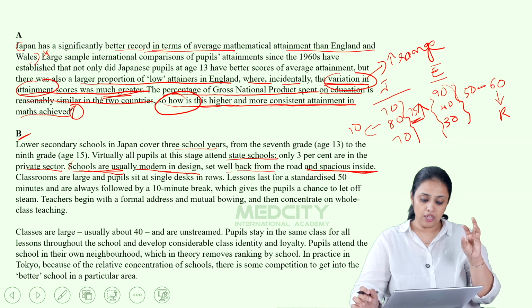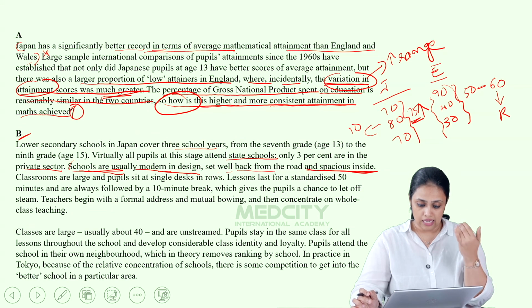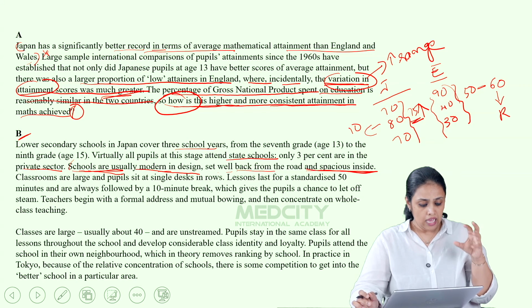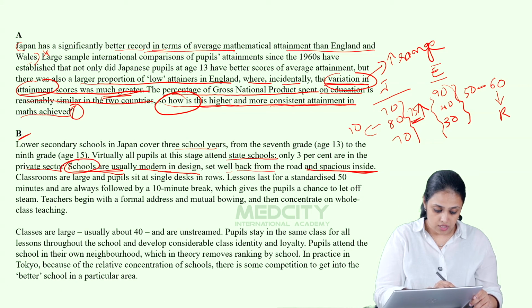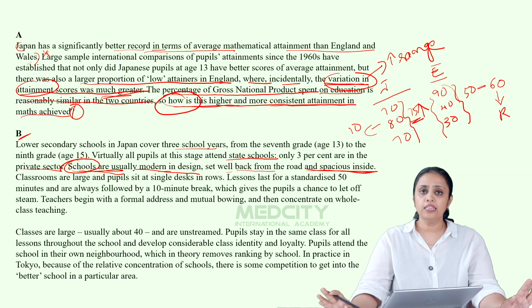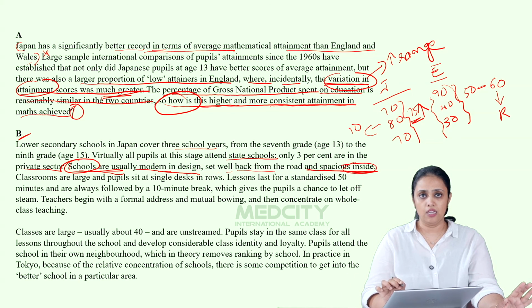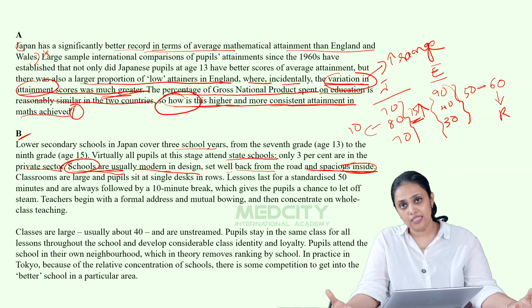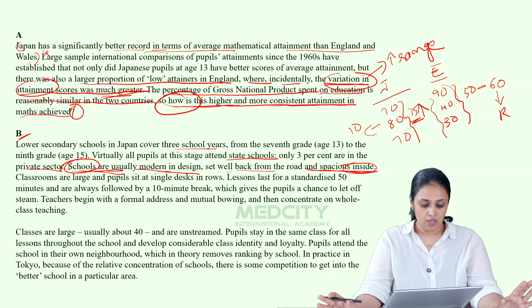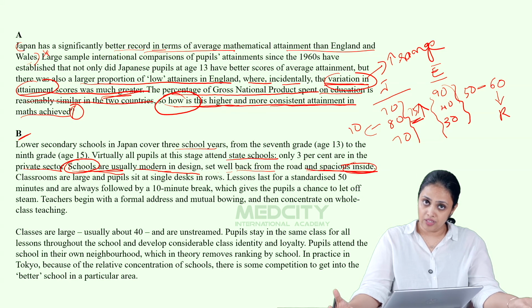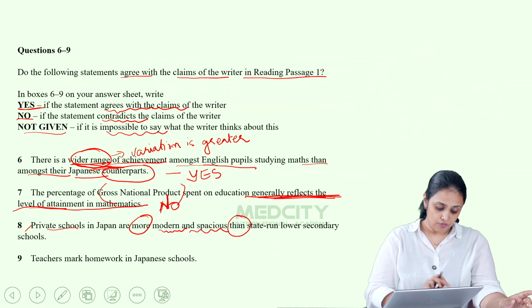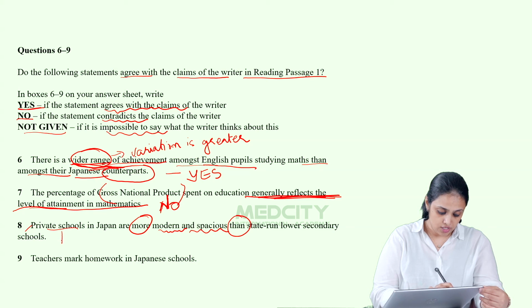No. They're saying that generally most of the students attend state-run schools and only 3% attend private schools. And generally they are talking about schools. The writer is talking about the school. The schools are usually modern and they are spacious. Yes, it is being said. But did they make a comparison between the schools in the private sector and in the public sector? No, no such comparison is made. So we are not able to say whether they are more spacious or less spacious. No such comparison is made. And for that reason, we say that the answer to this question is not given.